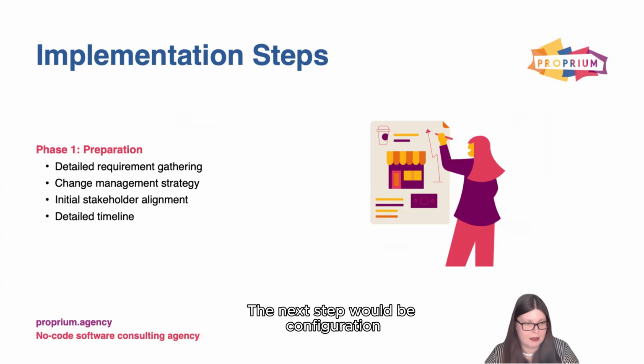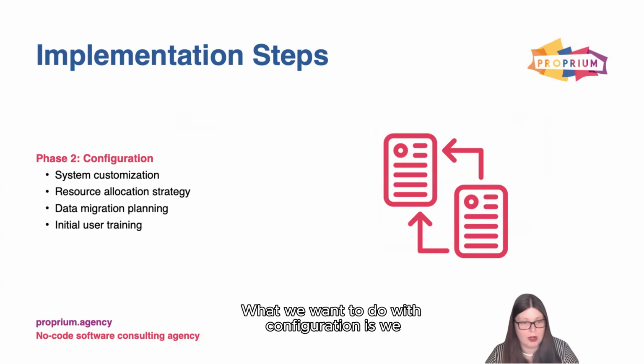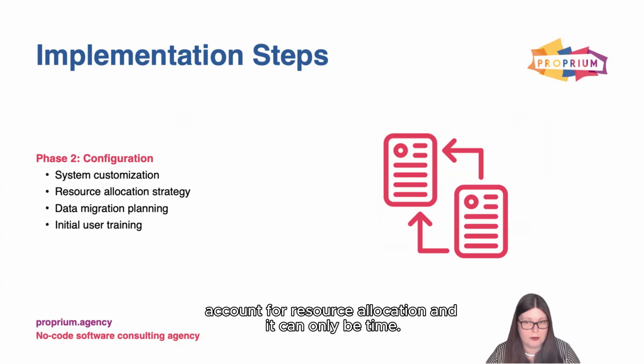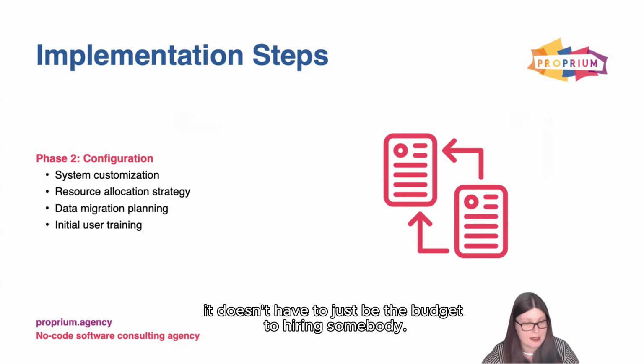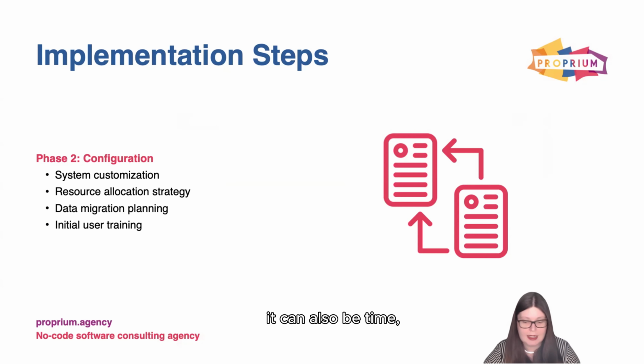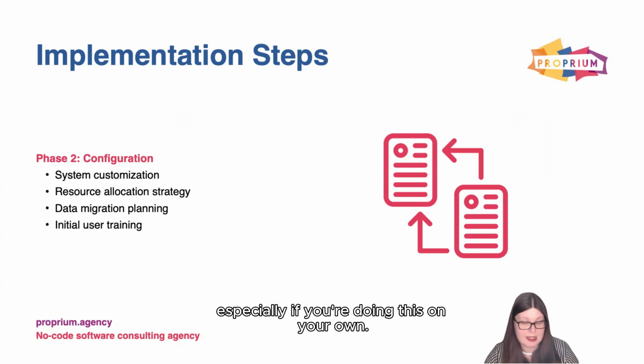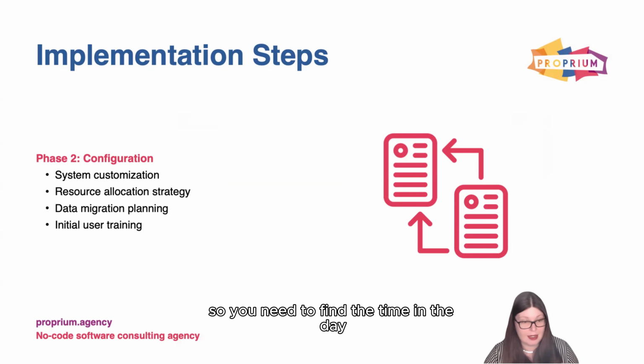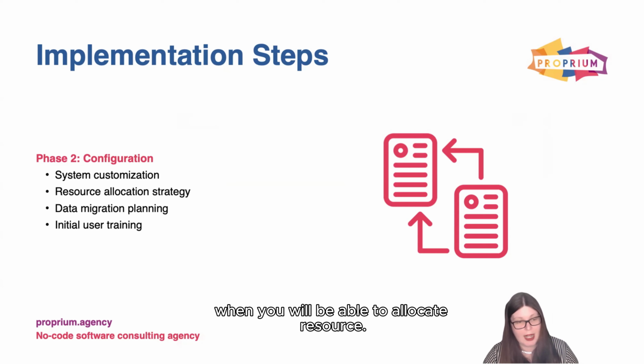The next step would be configuration. What we want to do with configuration is customize the system to our liking. So the interface needs to be updated in a way that we prefer, related to our detailed requirements document. We have to account for resource allocation, and it can be only time. For example, it doesn't have to just be the budget to hire somebody. It can also be time, especially if you're doing this on your own. Your team and you already have a full schedule, so you need to find the time in the day when you will be able to allocate resource.